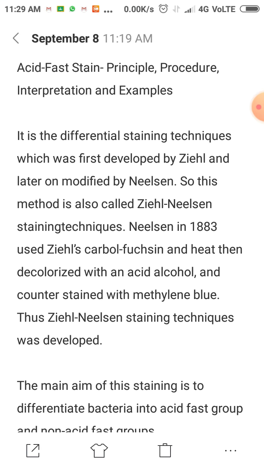Now let's talk about acid fast staining. So acid fast staining was developed by Ziehl and modified by Neelsen. So it is called the Ziehl-Neelsen staining technique. So acid fast staining is a staining process where the bacteria retains the initial stain and resists decolorizer with acid alcohol. So acid fast means acid resistant.